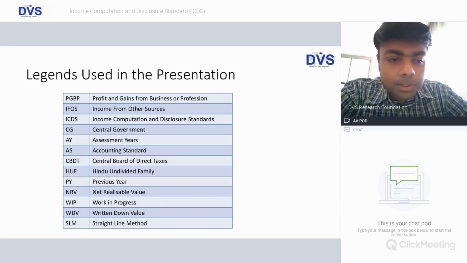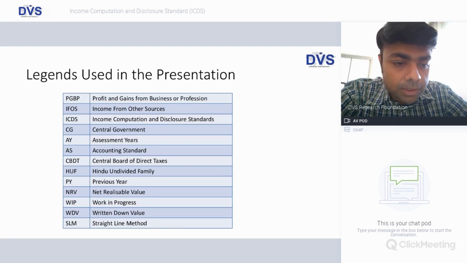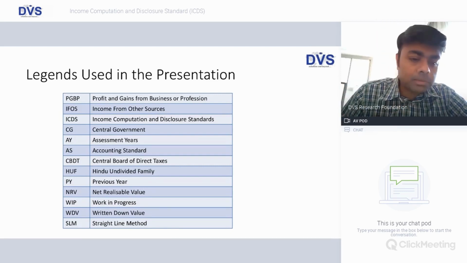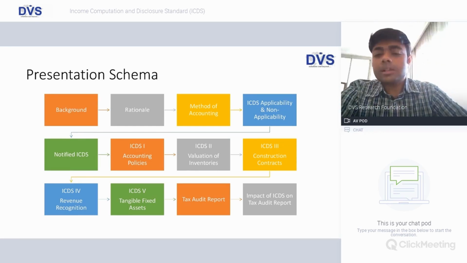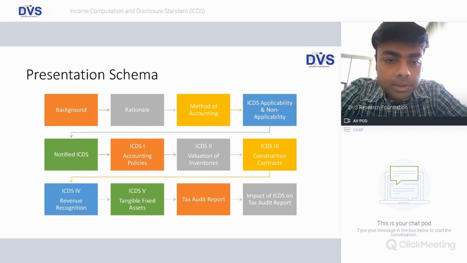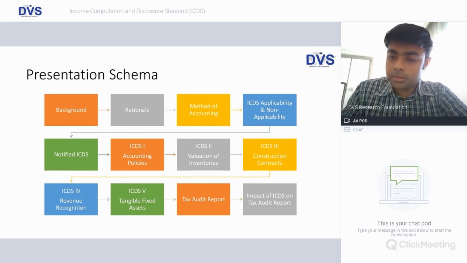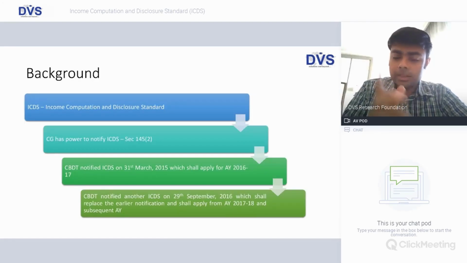These are some of the terms which have been used. I believe most of these are common, something which we would have seen in other webinars as well. So this is what we intend to see for today over the next 20-30 minutes. Why do we need this? What are the issue of method of accounting under income tax law, ICDS, and its applicability or otherwise? What are the notified ICDS? And we would be looking at ICDS 1 to 5 and how it gets reflected in your tax audit report. So that's the agenda for the day.